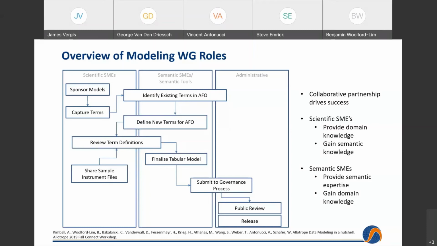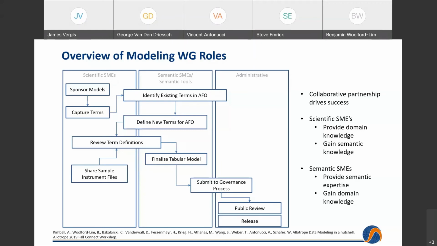And the scientific SMEs are also providing sample instrument files so that when we answer the question, is this model agnostic, we can say we have two or more instrument vendors to compare against for a particular assay type. That tabular model is then finalized by the semantic engineers, and it is submitted to the governance process where it will eventually be released for public review.